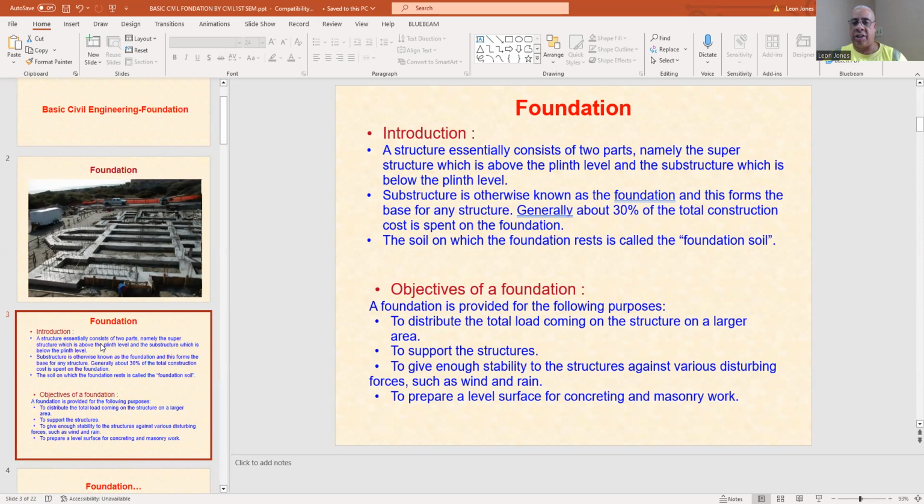So what are the objectives of a foundation? Well, a foundation is provided for the following purposes. Number 1, to distribute the total load coming on the structure over a larger area. To support the structure and give it enough stability against various disturbing forces such as wind and rain, and to prepare a level surface for any concreting or masonry work.